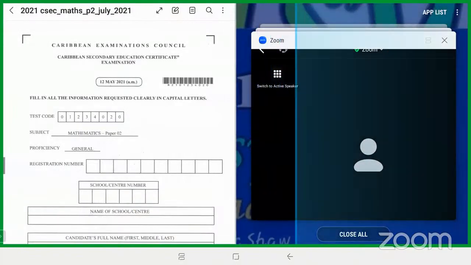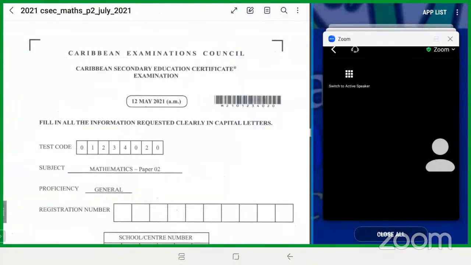All right, so this is the June 2021 paper. Actually, it was done in July, because this was the year after COVID. So we're going to work through this paper. And we have to move the pass mark from next week. So you all have to improve. You have to get better.